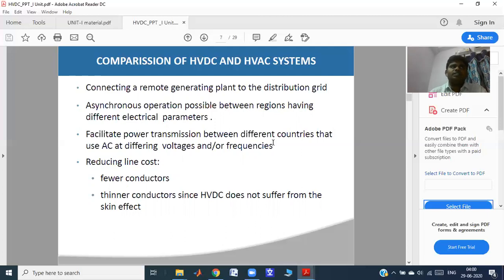In an HVAC transmission system, skin effect is present. That means current is concentrated in the outermost part of the conductor, so a larger conductor diameter is required. Skin effect is directly proportional to frequency. In an HVDC transmission system, frequency is absent, so skin effect is absent. HVDC power losses are less, and the diameter of the conductor is also less for transmitting the same amount of power. In an HVDC transmission system, less insulation is required compared to an AC transmission system.